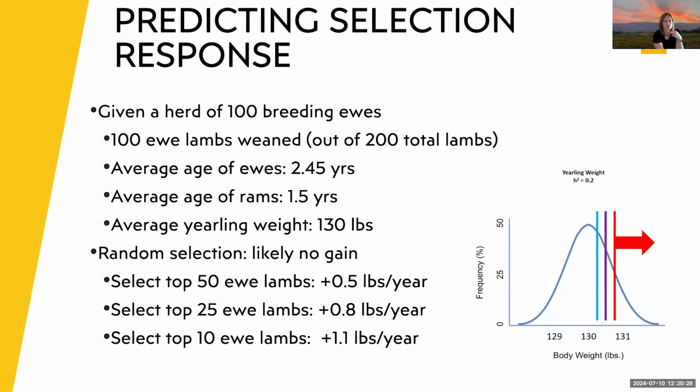So again, this is just an example of that intensity. If you were to have 100 ewe lambs, you're going to be selecting those top 50, you're going to be gaining a half a pound a year. If you select the top 25, you might gain 0.8 pounds per year. And if you select only 10 out of those 100, you're going to gain 1.1 pounds per year when it comes to gain. And so that just increases your chances of making that progress much faster, to do it in a way that you're really taking those superior animals and not pulling in other ones below them.